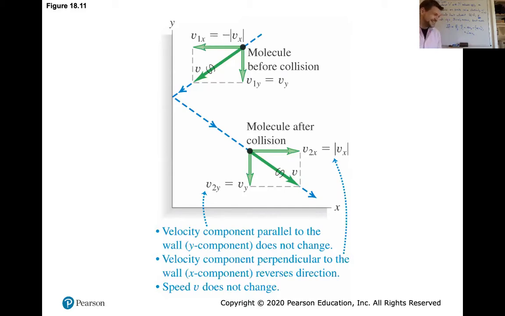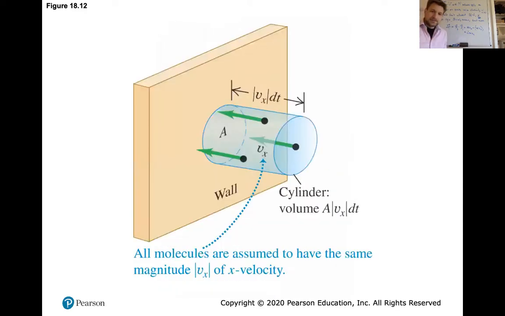But there are capital N of them in our container. So together they all hit the wall every so often and exert so much force on the wall altogether. Let's figure out what that looks like. I've got one more slide to show us, and then I'll turn the screen sharing off. Let's talk about a small amount of time dt.